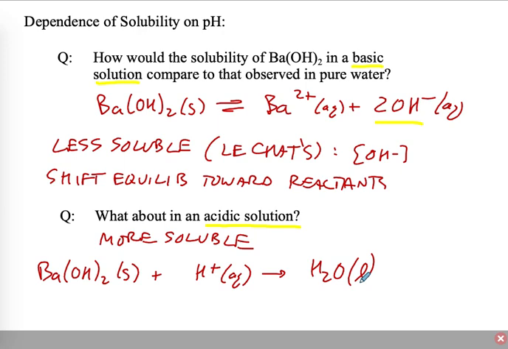Let's just assume that all the hydroxides are going to react. So we'll react with 2 moles of H+ to form 2 moles of liquid water plus barium cations in aqueous solution. This obviously would cause barium hydroxide to be more soluble. Now, does this only work with hydroxide anions? Well, no. As you would predict, if the anion has any tendency to accept a proton at all, like hydroxide really does, then the same process will occur.